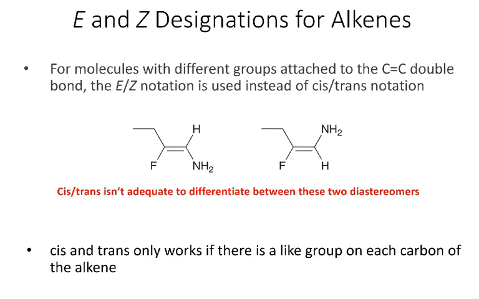So, in order to have cis and trans isomers, we need to have the same group on each of the carbons connected by the double bond. And in this example, this carbon has an ethyl and a fluorine and a hydrogen and an NH2, and so because I don't have the same group on the two carbons, I can't say whether that same group is on the same side or different sides, and so I can't use cis and trans to differentiate between these two diastereomers.